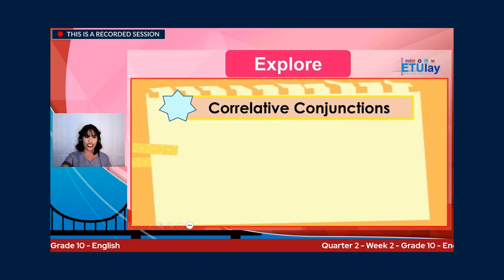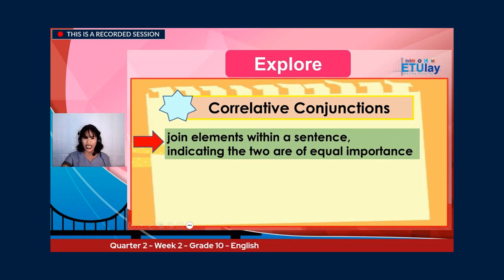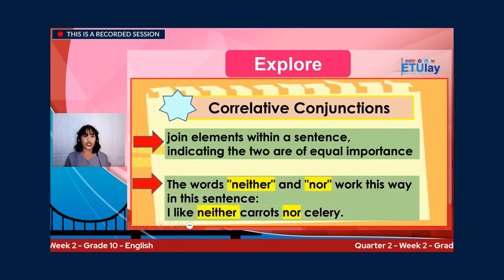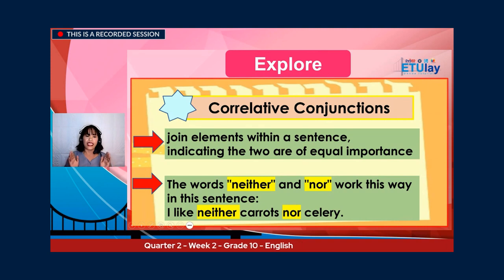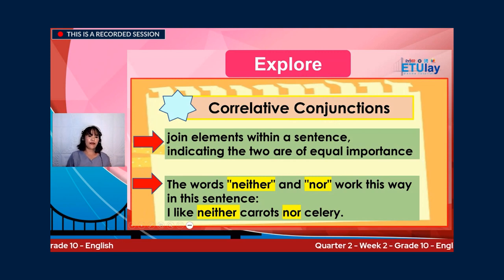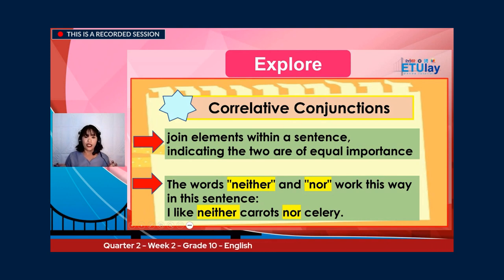What about the third conjunction? The third type is what we call correlative conjunction. What are correlative conjunctions? Correlative conjunctions join elements within a sentence, and they indicate that the two are of equal importance. Let's have an example. In the example that I will read, the words neither and nor work together in a sentence to indicate that they are of equal importance.